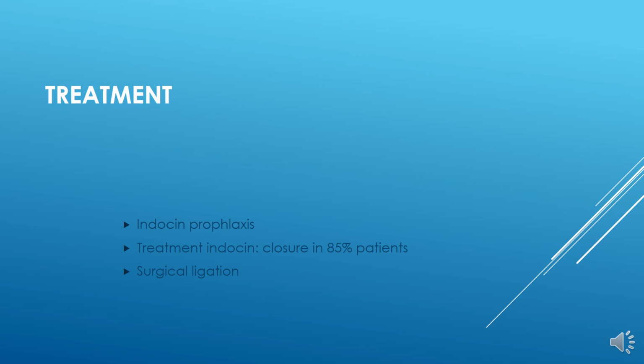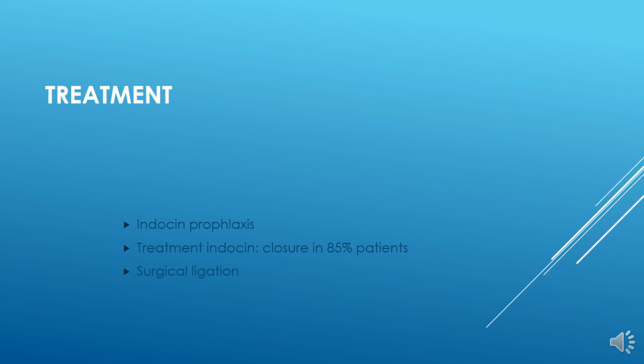In the term infant or older patient, pharmacological closure is not an option. Surgical or transcatheter closure remains the only option, and symptomatic infants should undergo prompt PDA closure. In asymptomatic infants, elective closure can be done between 1 to 2 years of age, by VATS or transcatheter approach.